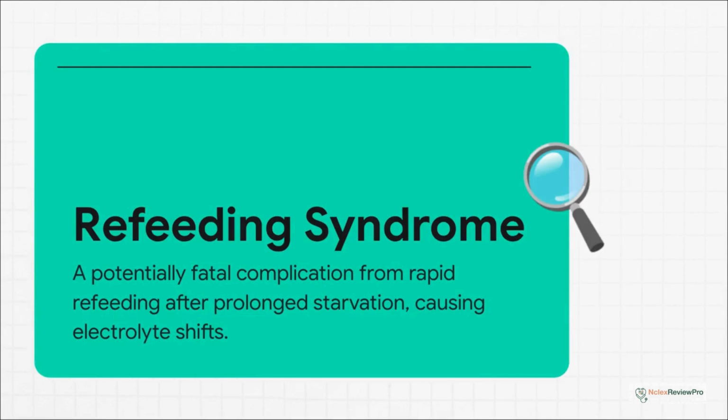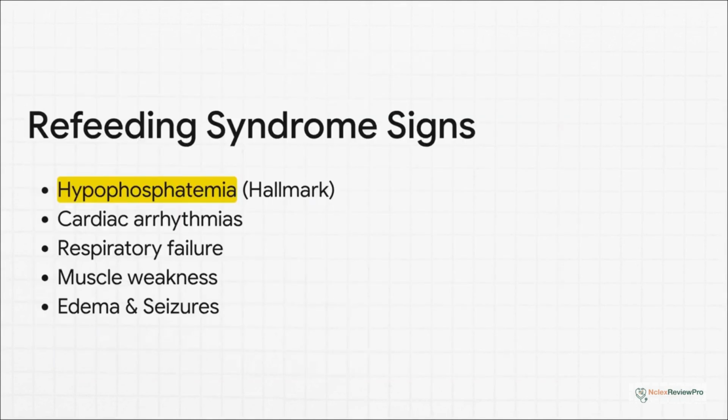All right, let's talk about one of the most dangerous and, honestly, counterintuitive complications in treating anorexia, refeeding syndrome. Here's what happens. When you start refeeding a starved body, the sudden introduction of carbs causes a surge of insulin. This insulin shoves electrolytes, especially phosphate, out of the bloodstream and into the cells, leaving dangerously low levels in the blood. The absolute hallmark sign, the one you need to have tattooed on your brain, is hypophosphatemia, a massive drop in phosphate.